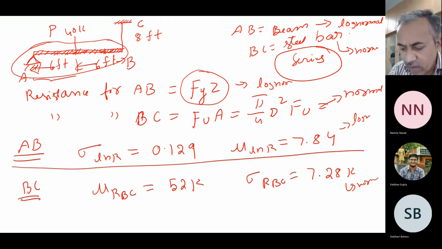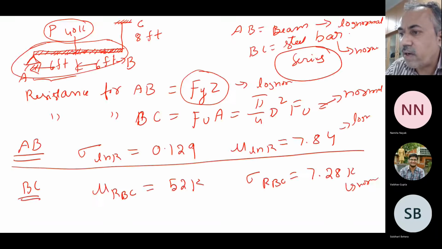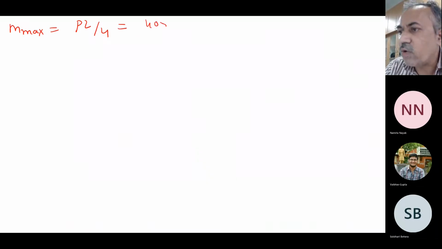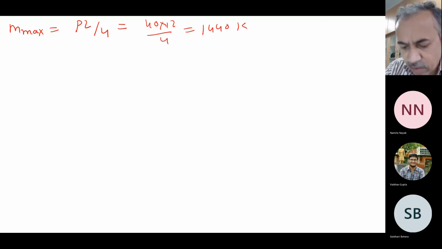Flexure. So now you have to find out the actual bending moment. In this problem, load is taken as deterministic basically. So you have to find out the maximum bending moment, M max. Anyway, you can easily calculate all those things. So PL by 4 or something like that. So 40 into 12 by 4. This turns out to be 1440 kilo-inches or whatever. So these are the limits.